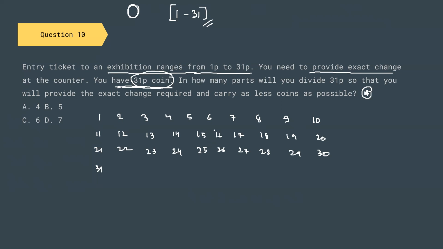So what I'm going to do is first divide this whole number system in half, and we can say that we will have a 16 paisa coin.